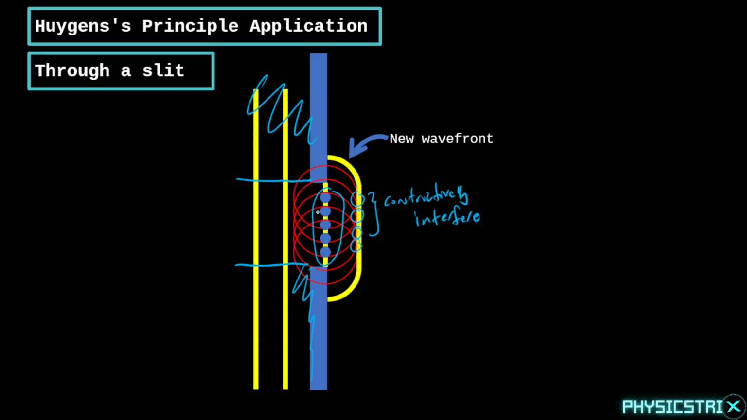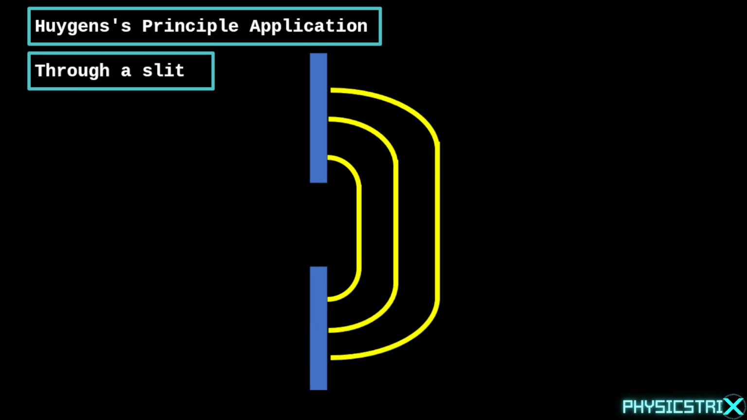So that's where they constructively interfere. But what about this part? Well, this part is going to be absorbed. And what you're left with is this curve of a wave for this side as well as this side. So you have a wave that bends right after the slit. And this phenomenon, the bending of light after going through a slit, is what we call diffraction.